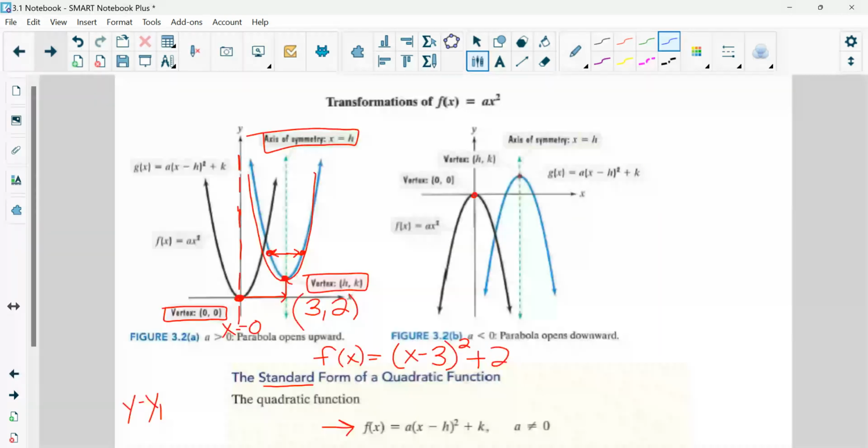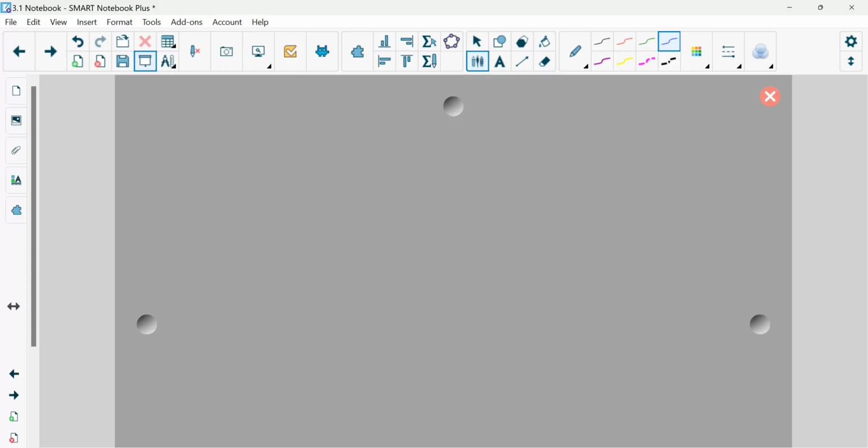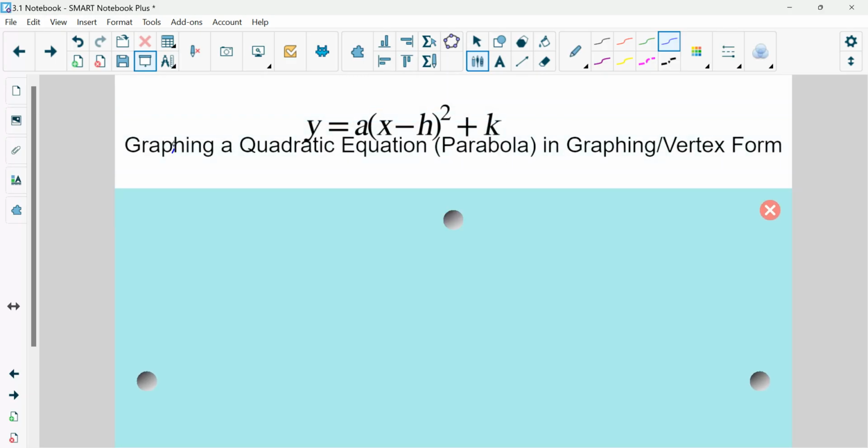All right, so we come over here. These are the steps for graphing a parabola in vertex form. Again, you can abbreviate these steps or write as much or as little as you want when you're taking your own notes. But if it's in this form, y equals a times the quantity of x minus h squared plus k, this is what we're going to think about when we graph it.